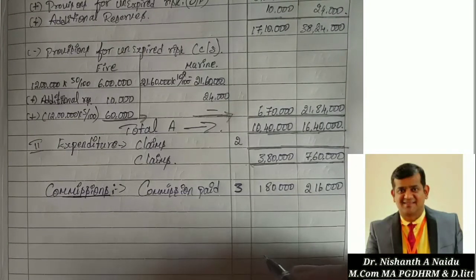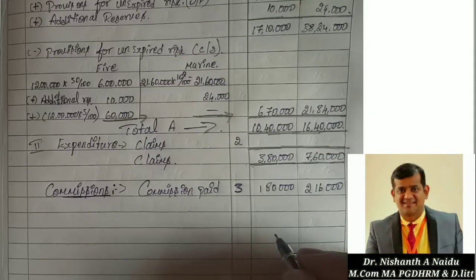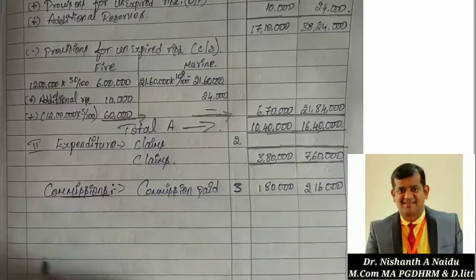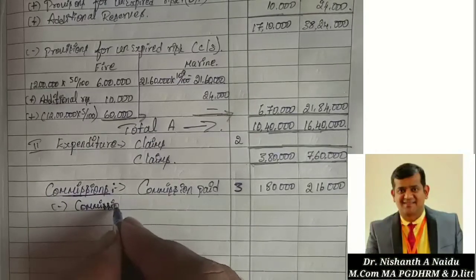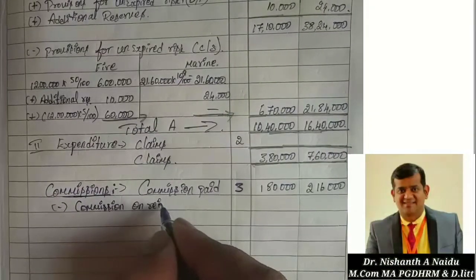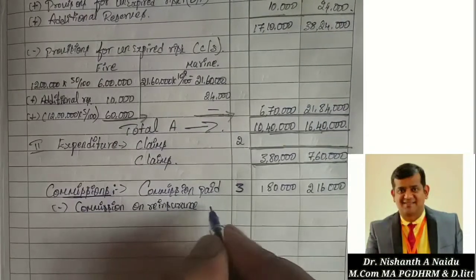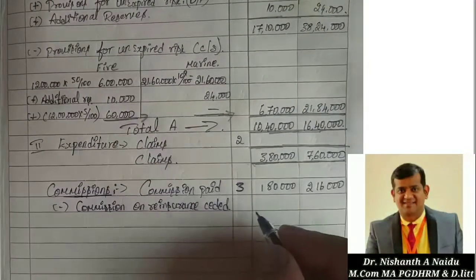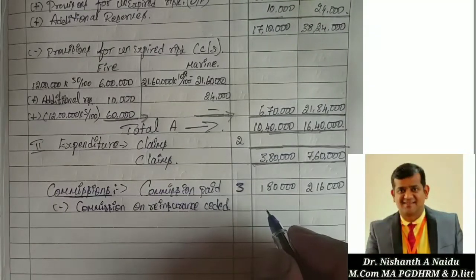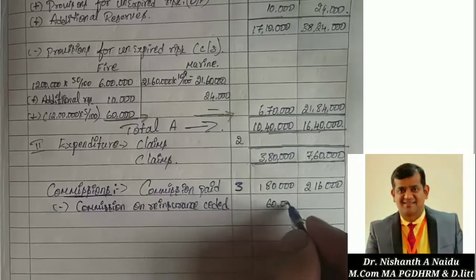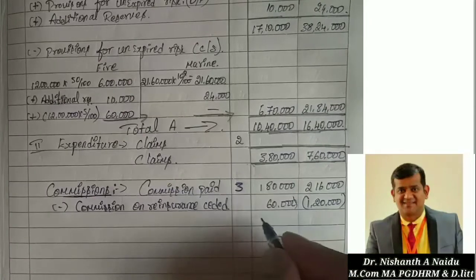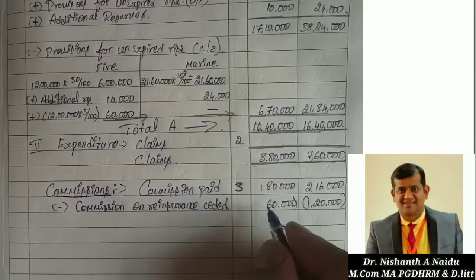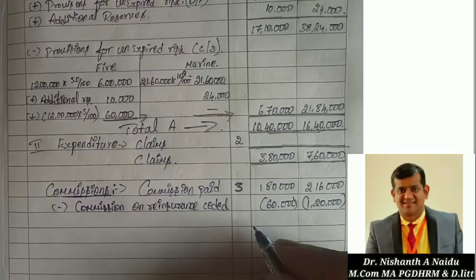Whenever ceded is there, directly deduct it. He has given commission on reinsurance ceded. So wherever reinsurance ceded is given, that has to be deducted. So commission less commission on reinsurance ceded. How much? For fire insurance 60,000, 1,20,000 for marine. Correct. Whenever you want to deduct, write it in brackets so that you will understand it has to be deducted.